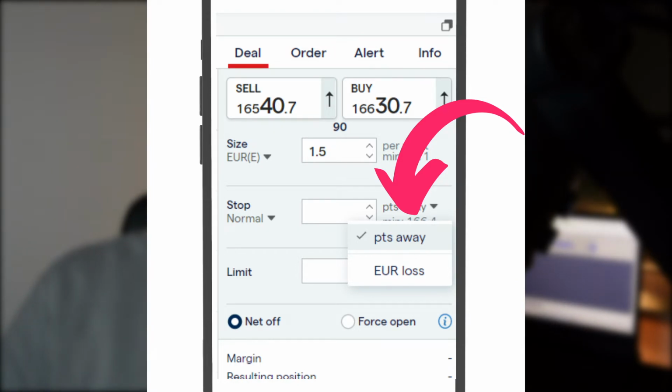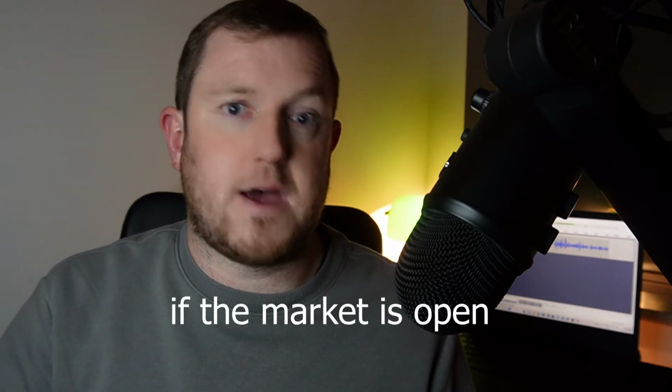But you can also set it as a euro value. So for example, if you are unhappy to lose more than €100, you can set your stop loss at €100. And if your bet starts going against you and drops down to losing €100, your position will be automatically closed.